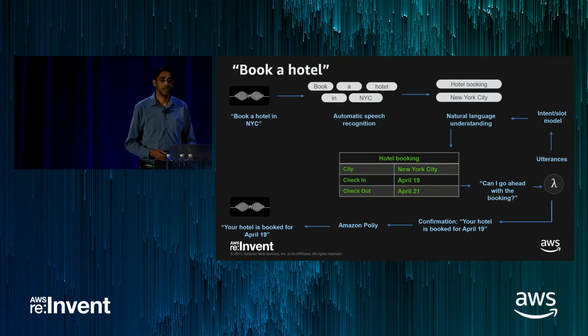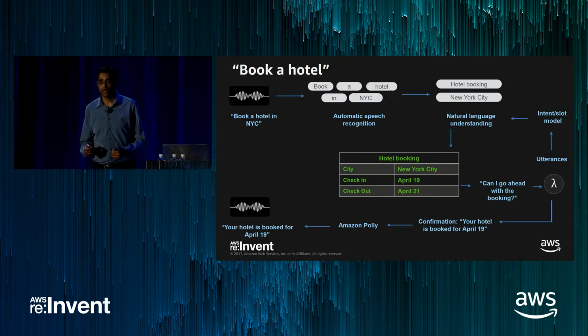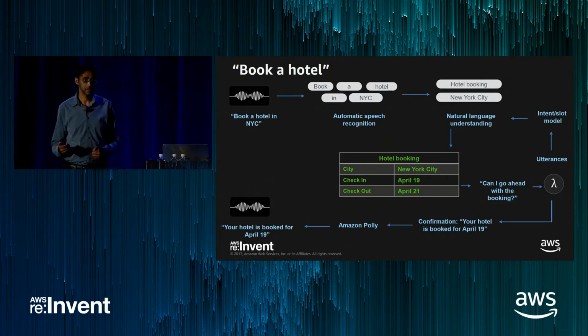The next piece that we do is we apply the language model to parse out the intent over here, which is book a hotel, and any other information that comes along with it. So in this case, the relevant information here is New York City. That's where they want to book a hotel.